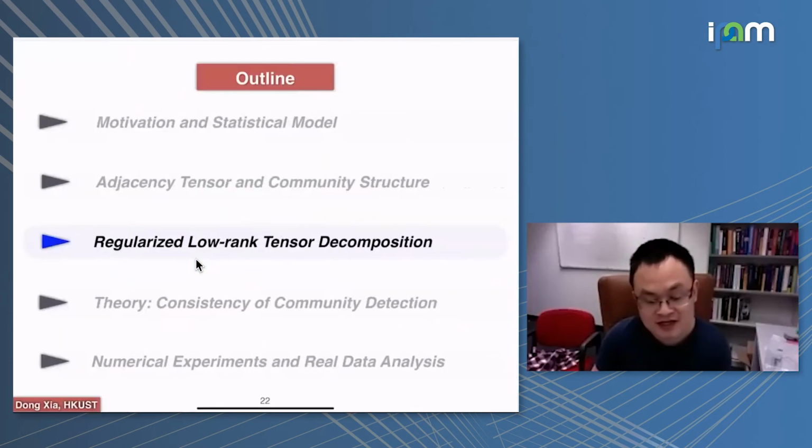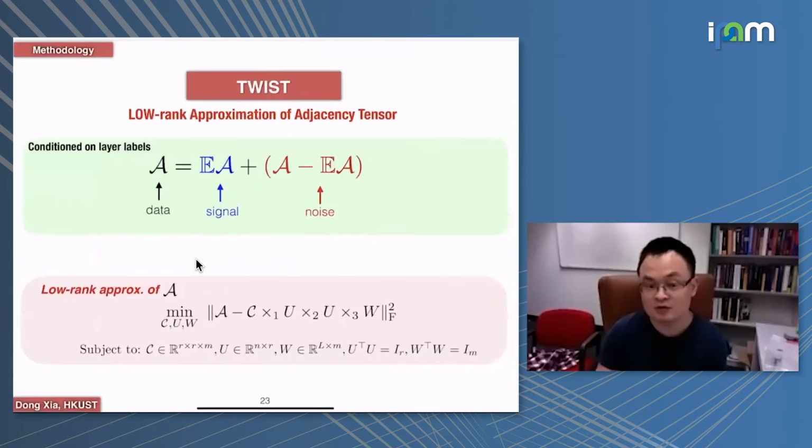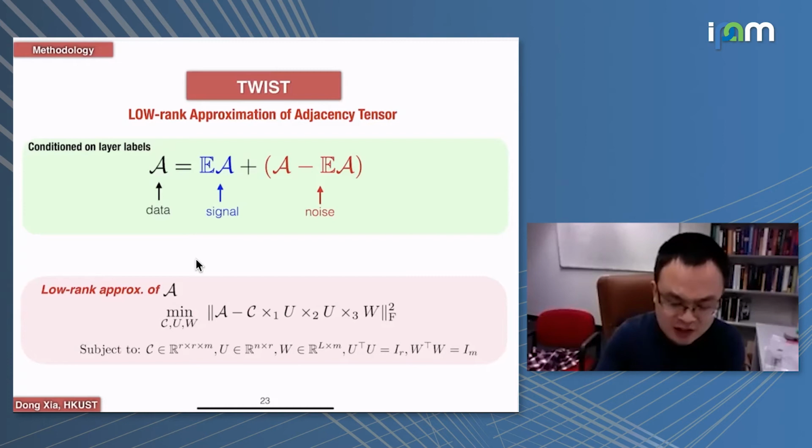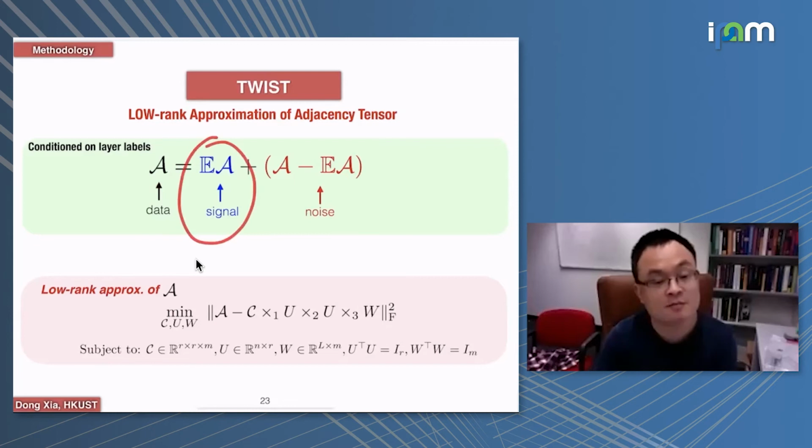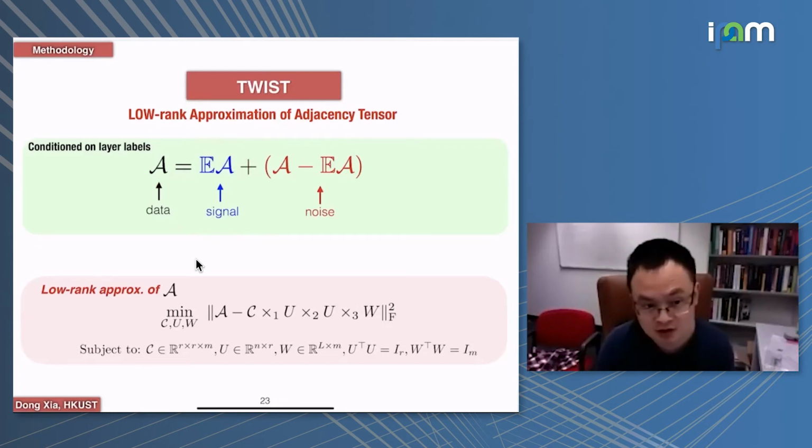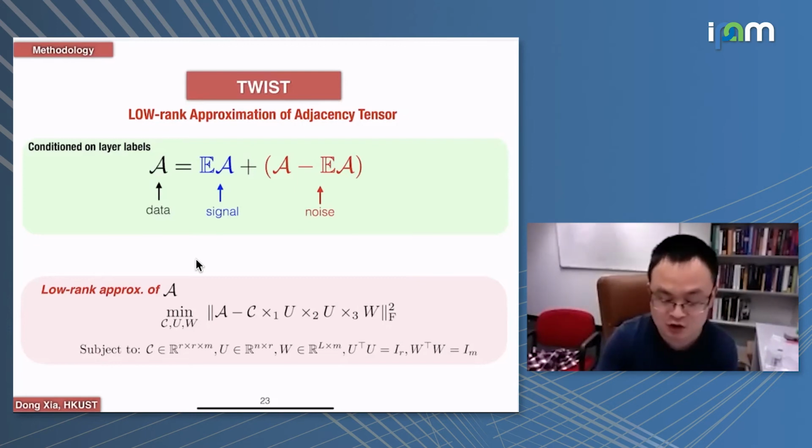But of course, the expected tensor is not available. What is available is the data, which is the adjacency tensor, right? But in general, it is of full rank. In other words, we can write the data we have into two parts. One is the signal part, which has a low rank structure, and its singular vectors can provide us the information we want. The second part is the noise part.